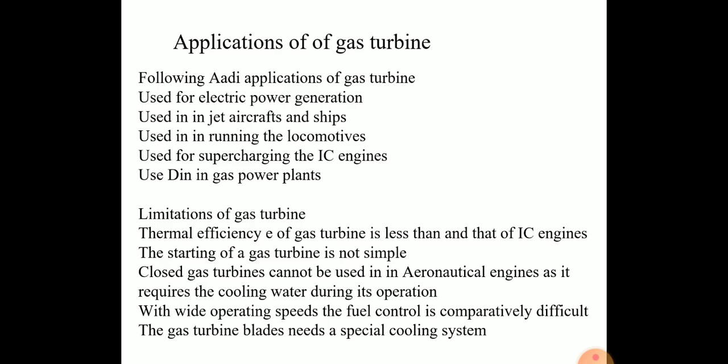A closed gas turbine cannot be used in an aeronautical engine. Why? Because it requires cooling water during the operation. With a wide operating speed range, fuel control is comparatively difficult. Controlling the fuel is comparatively difficult in the case of the gas turbine. So if we overcome these limitations, we can effectively use the gas turbine in many applications.